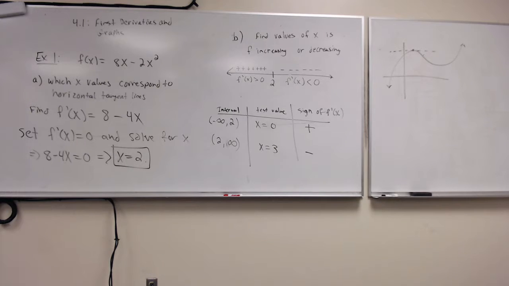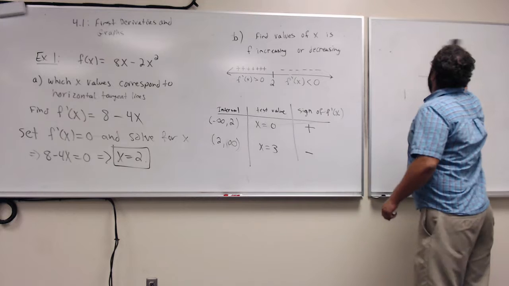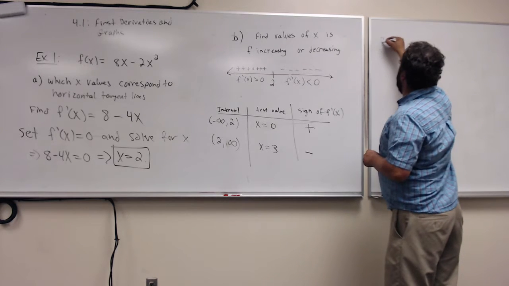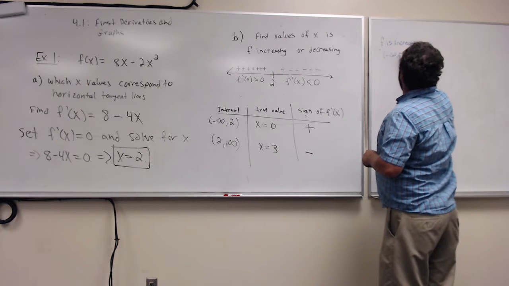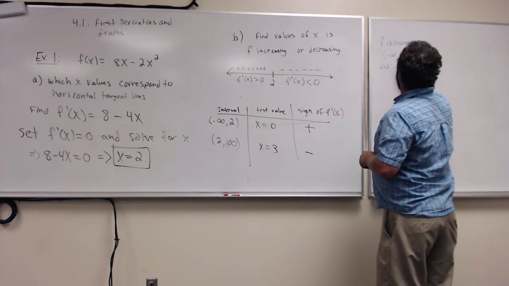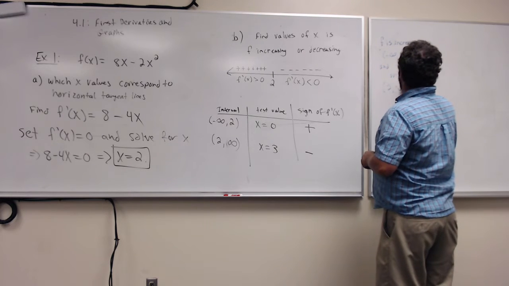So your derivative only changes signs at a place where the tangent line is horizontal, possibly. For different kinds of functions, there's other places the derivative can change sign, but this is just a simple quadratic. So the answer to the question in part B is we can say f is increasing on the interval minus infinity to 2 and is decreasing on the interval from 2 to infinity.